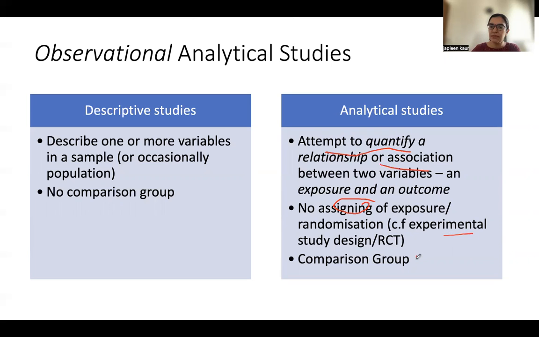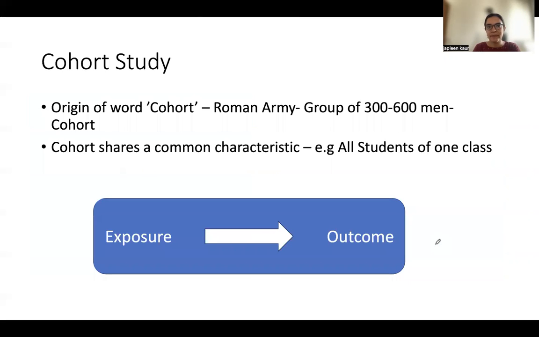And there is a presence of a comparison group, right? Exposure is happening by itself, but we are following them up. We have a comparison group so that we can make some associations and correlations, right? Now coming to the first type of observational analytical study, that is a cohort study. The origin of the word cohort is from the Roman army, where a group of 300 to 600 men was called a cohort.